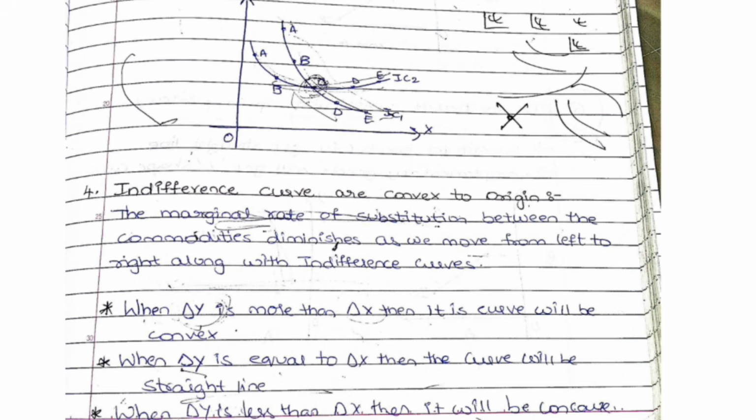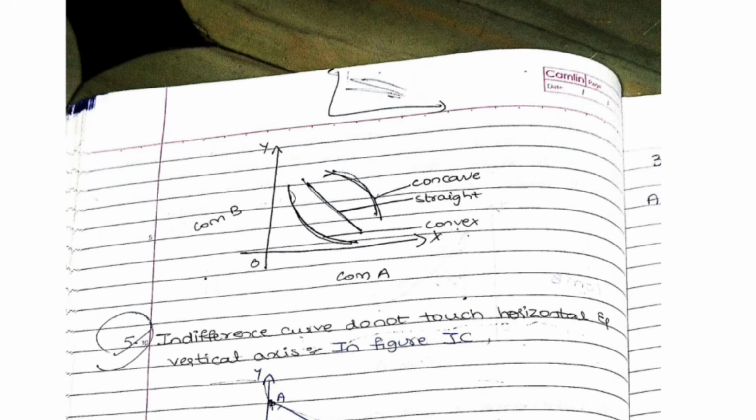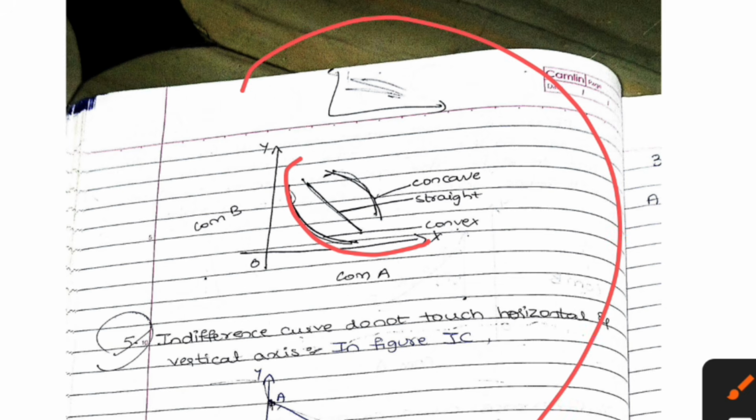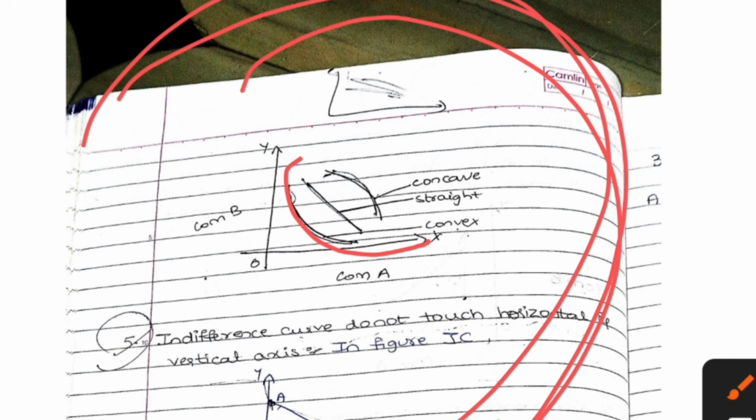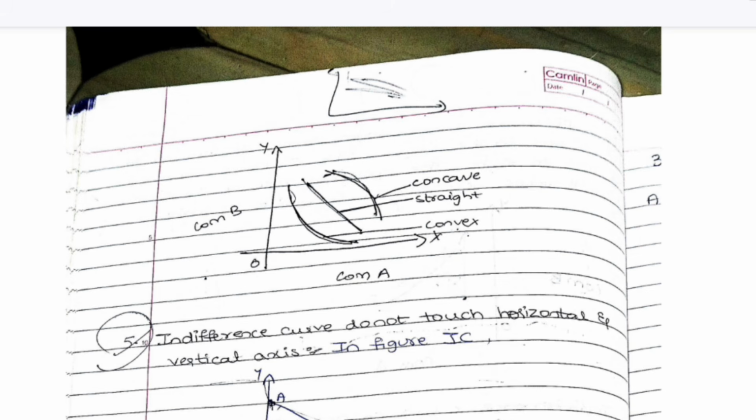Fourth one is, indifference curves are always convex to the origin. How will it be convex to the origin? It should always be in a C shape. I have said C shape, no, this is convex, this is concave. It should not be in a reverse C. It should always be a C. That is called convex in nature.